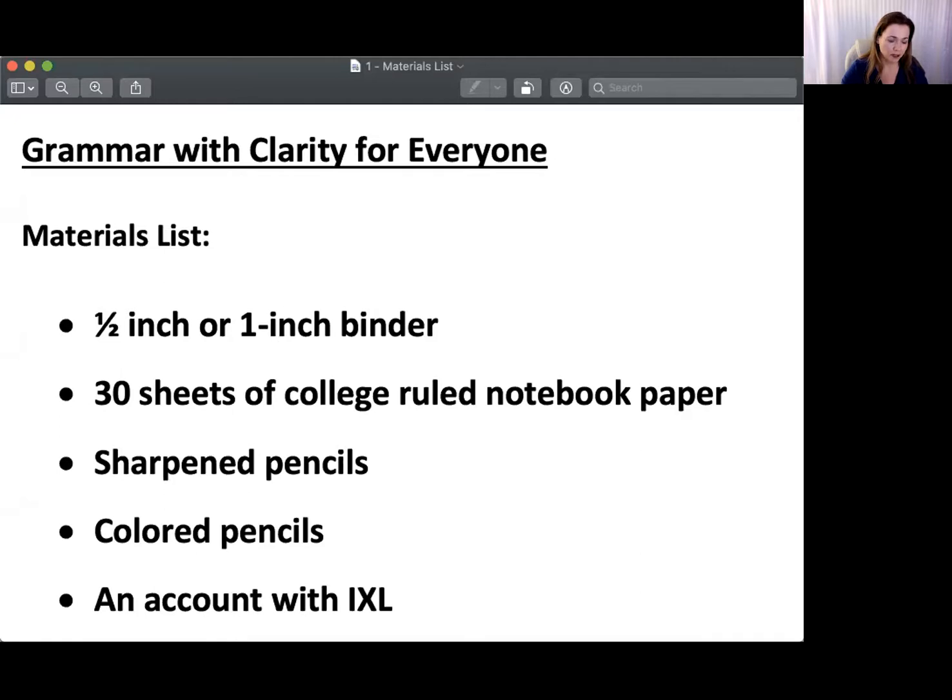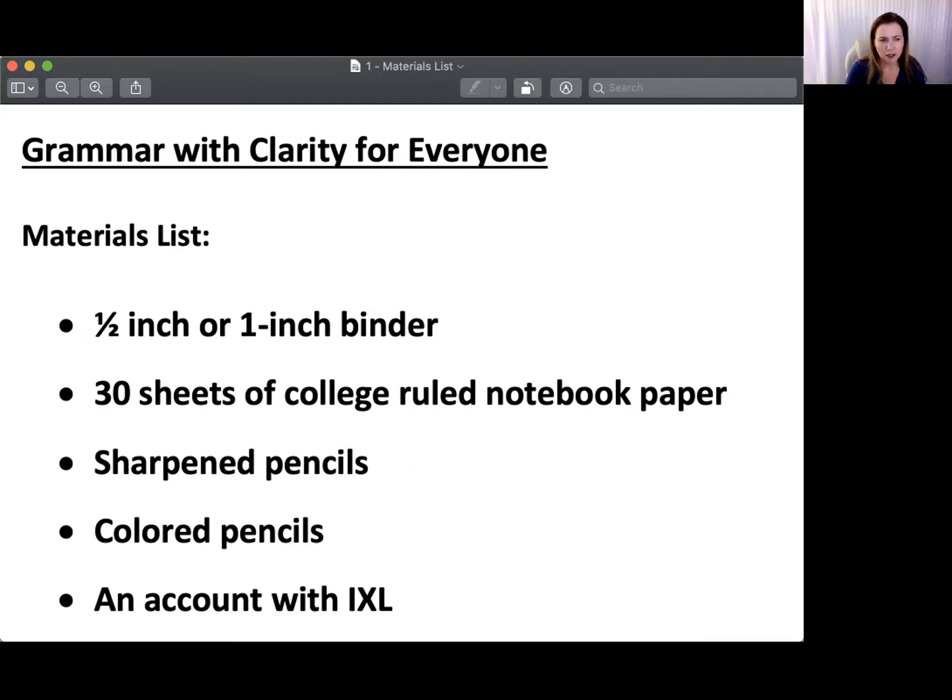Here are the materials that you need to have to be successful through these lessons. So first of all, I'd like you to have a 1/2 inch or a 1-inch binder specifically for these notes that you'll be taking. With each lesson, there'll be at least 1 page of notes. You'll need 30 sheets of college ruled notebook paper. The college ruled aspect is very important.